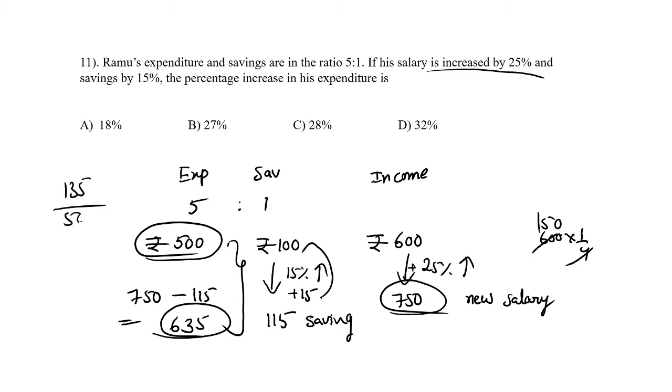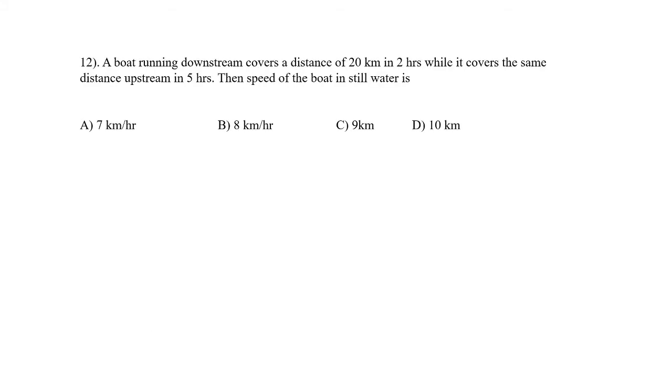Original value is 500. From 500 the value is increased to 635. So the difference is 135 by the original value of 500 into 100. 0, 0, 0, 0 get cancelled and 5 cancelled. So 2 and 7, 27 times. So 27 percentage is increased in expenditure value. Option B is the answer.